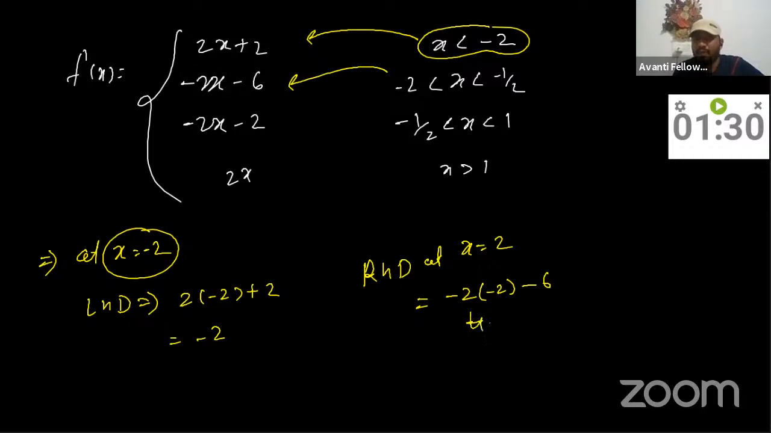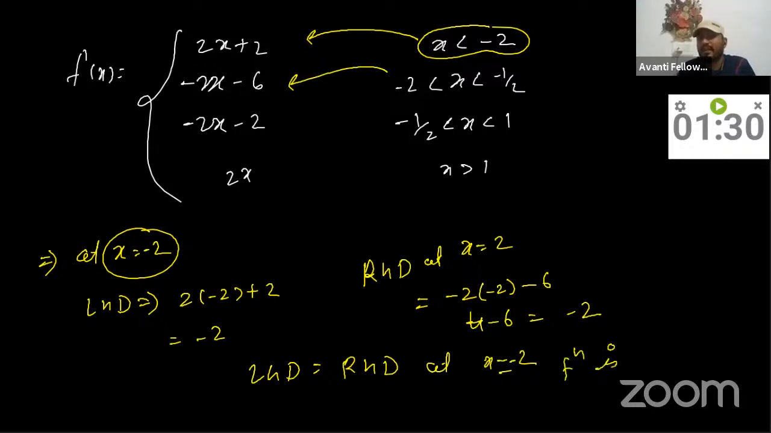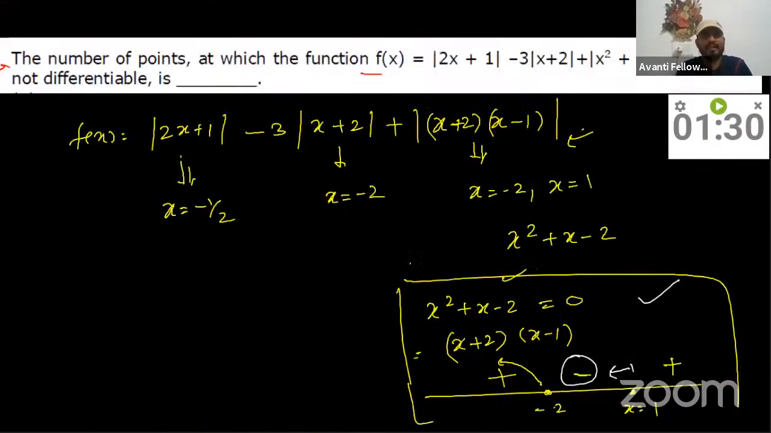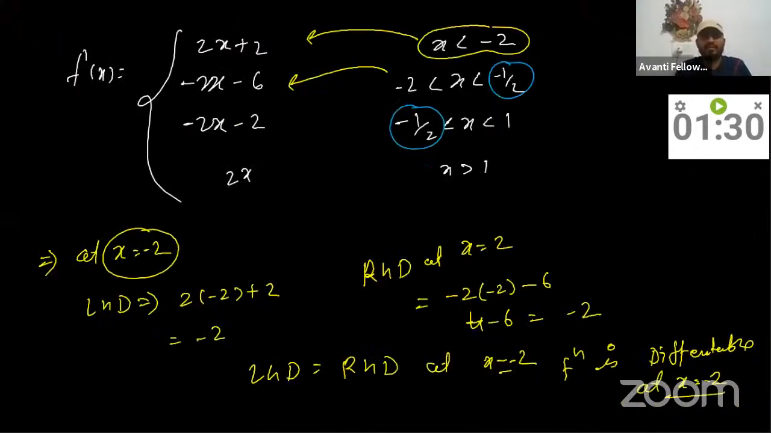Minus, yeah, 4 minus 6, this is minus 2, which means your LHD is equal to RHD at x is equal to minus 2. So the function is differentiable at x is equal to minus 2. Yes or no? Now similarly, we have to check at x is equal to minus 1 by 2 and x is equal to 1. Now, got it? x is equal to minus 1 by 2 and x is equal to 1.